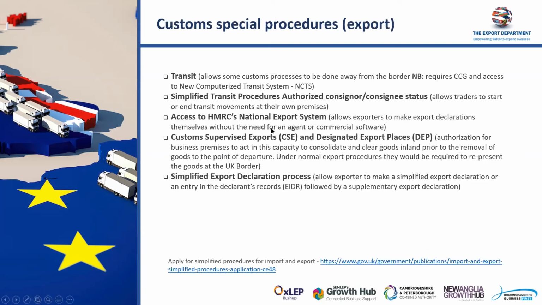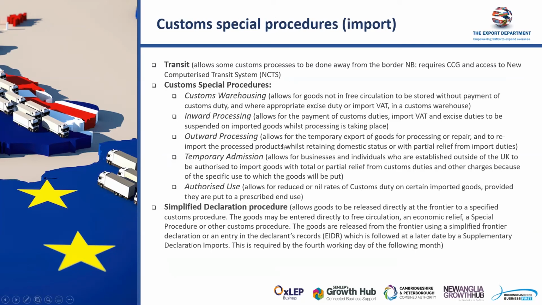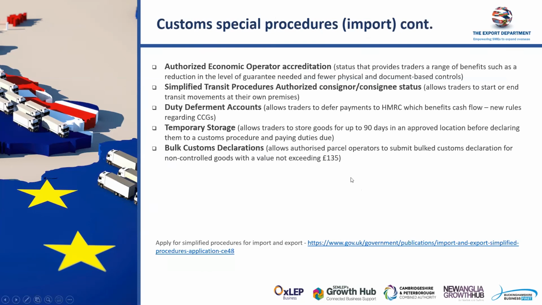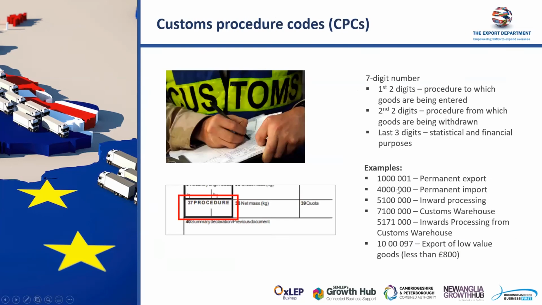Customs special procedures, because I'm very conscious of time, I'll allow you to run through these on your own. There's less for export than there is for import, as you would expect, because they are a mechanism to suspend duty and import VAT, so there's a lot more for import. But then I just wanted to cover off one last slide, which is around the customs procedure code, because they are being requested by partners where they're making declarations on our behalf. So it's a 7-digit number. The first 4 digits go in the first subdivision and the last 3 digits go in the last subdivision.